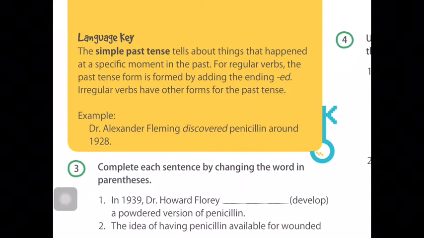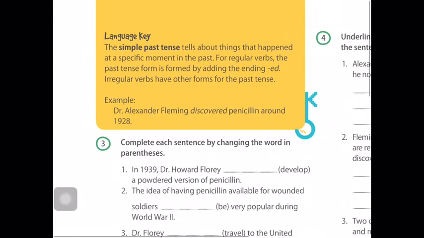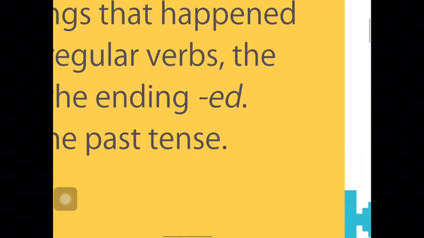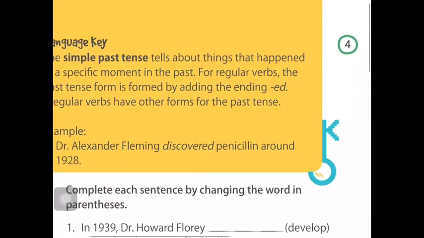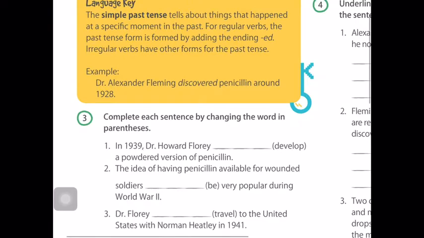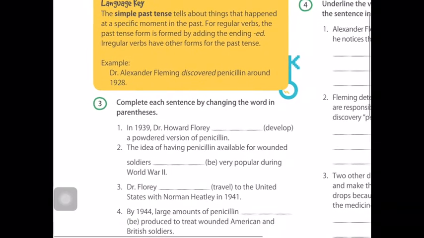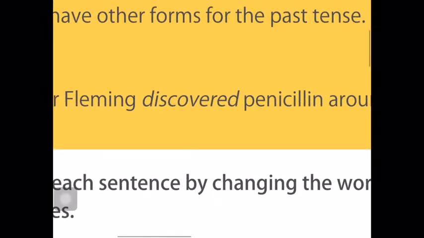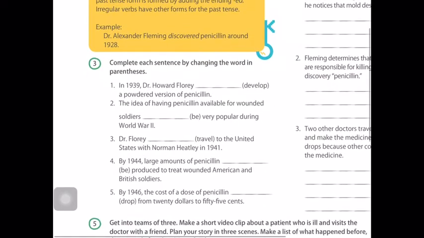The simple past tense tells about things that happened at a specific moment in the past. For regular verbs, the past tense form is formed by adding the ending ed. For example, work, worked, play, played, dance, danced, talk, talked. Okay, with ed. Very good. Example, Dr. Alexander Fleming discovered penicillin around 1928. Discovered, in the past.